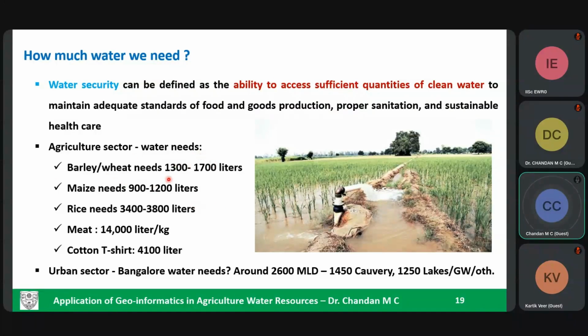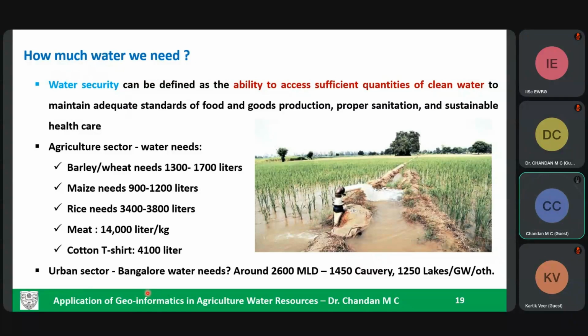When we look at the agriculture sector, barley or wheat needs around 1,300 to 1,700 liters per hectare area. And when we see meat, it has the highest impact, it is 14,000 liters per kg. When we look at a shirt that is coming out of a factory, a cotton t-shirt requires around 4,100 liters of water.